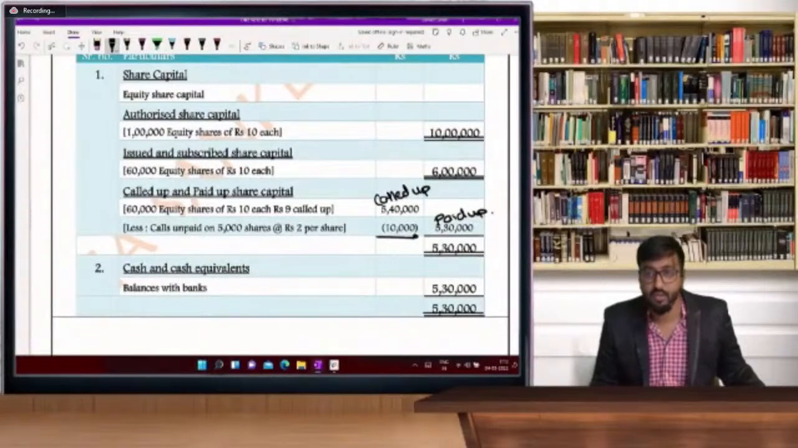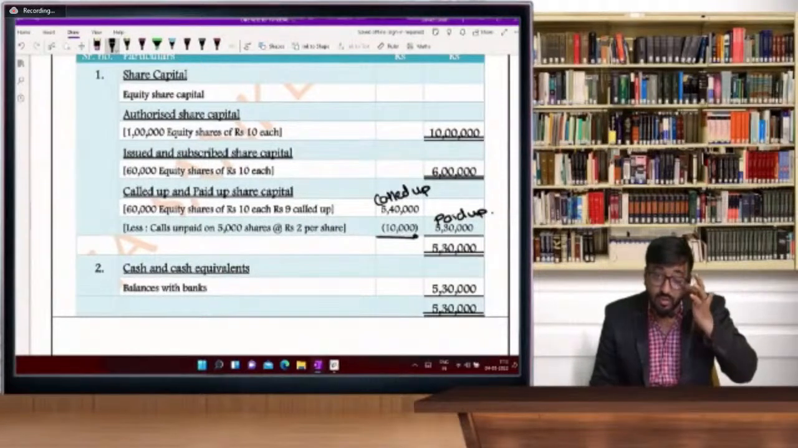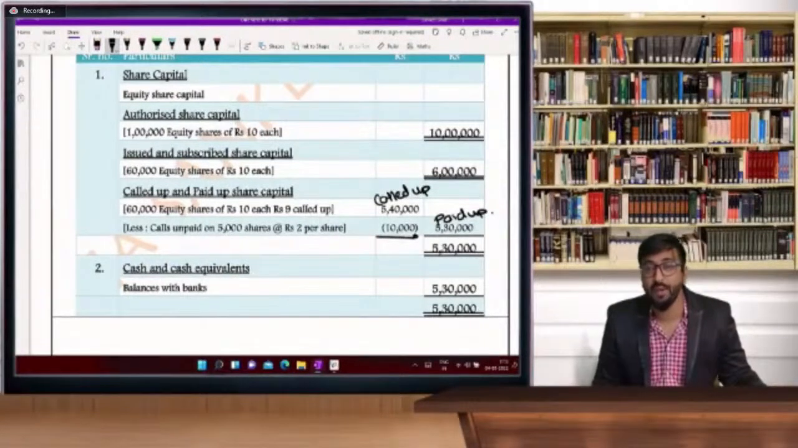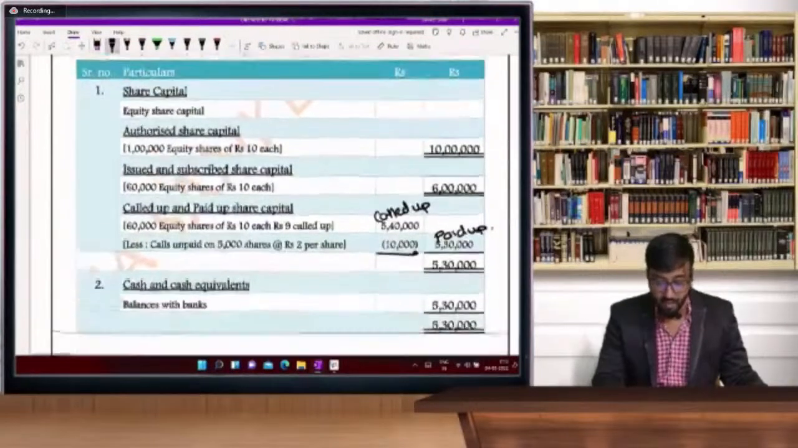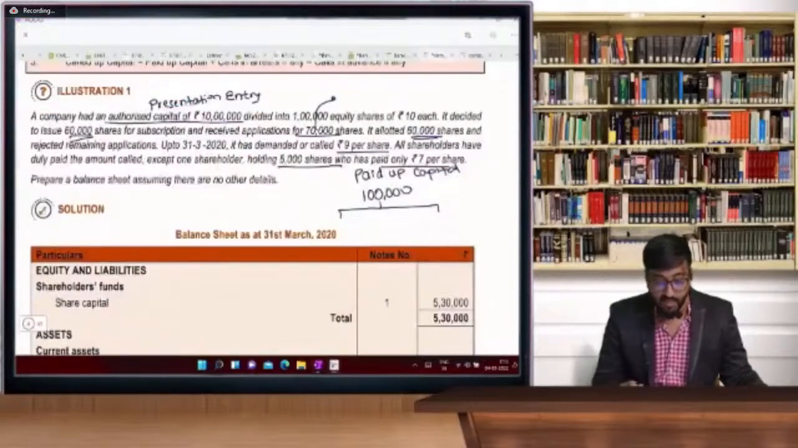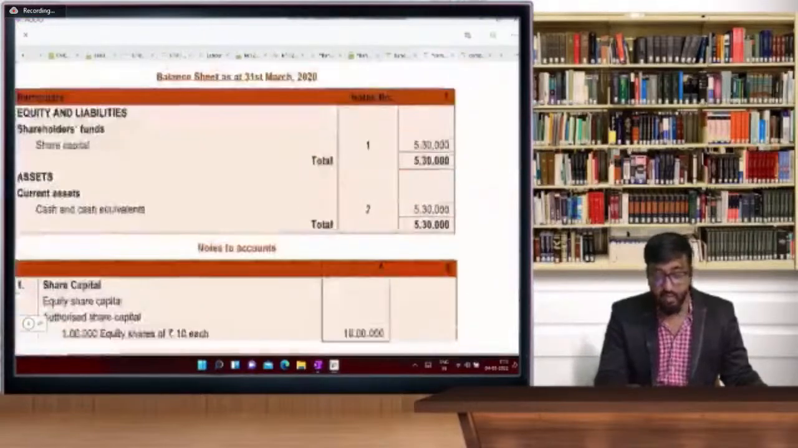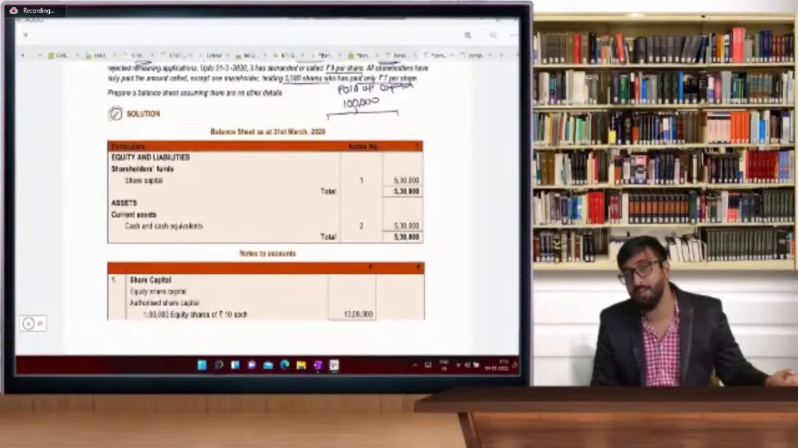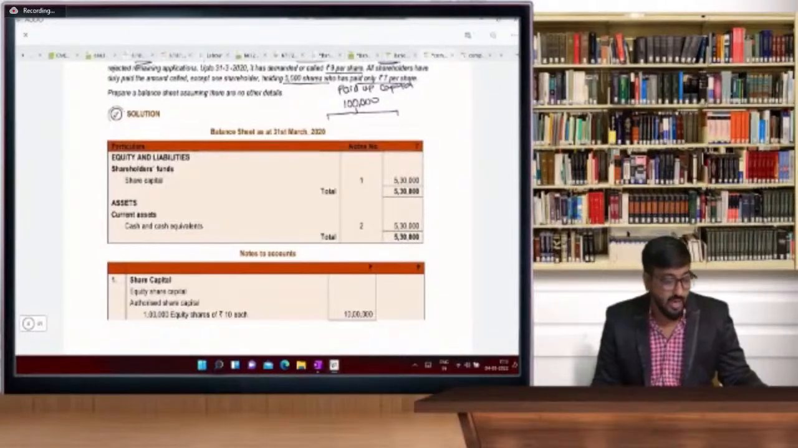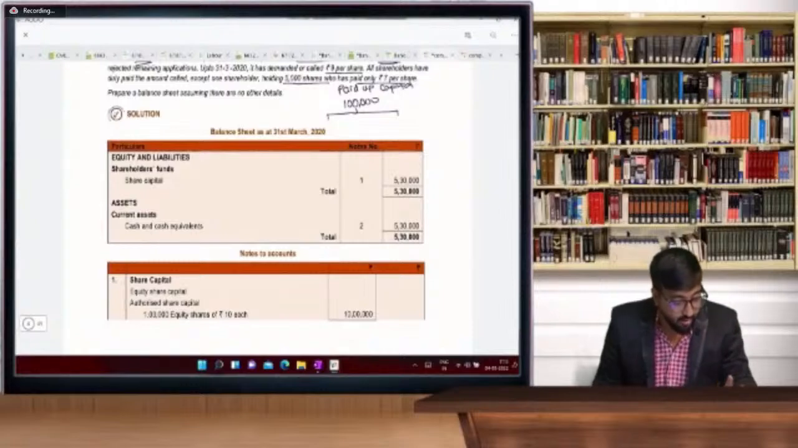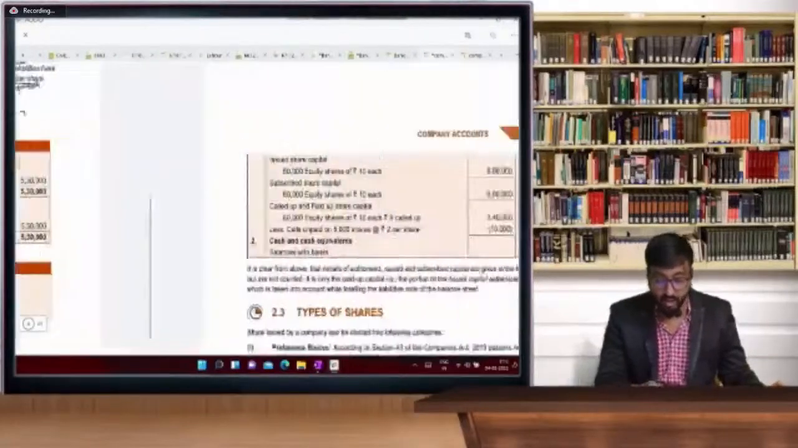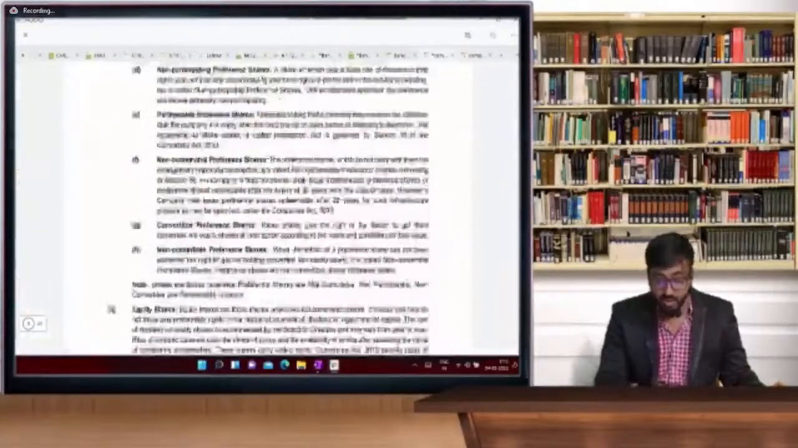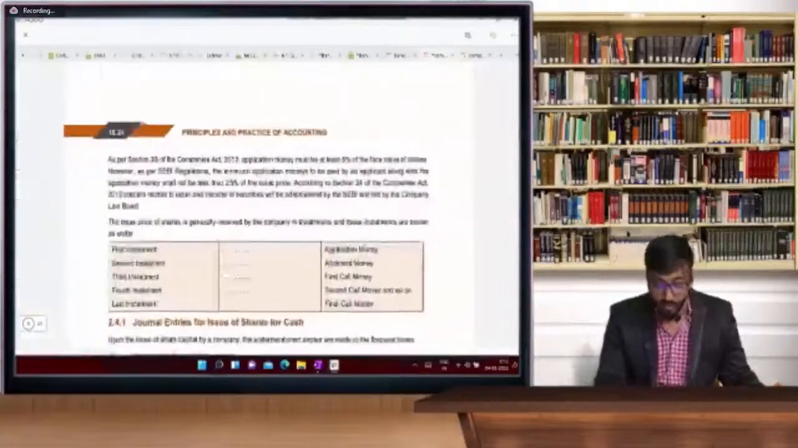Okay. So understood this question, beta? Illustration number 1 is very easy. How to present different types of capital in the balance sheet. This question is related to presentation in the balance sheet, how your different capitals are presented. Maximum time for this question is, beta, 8 to 10 minutes. So try to solve this question within 8 to 10 minutes. Yes, beta, thank you for understanding illustration number 1. Now we will move to the next illustration.